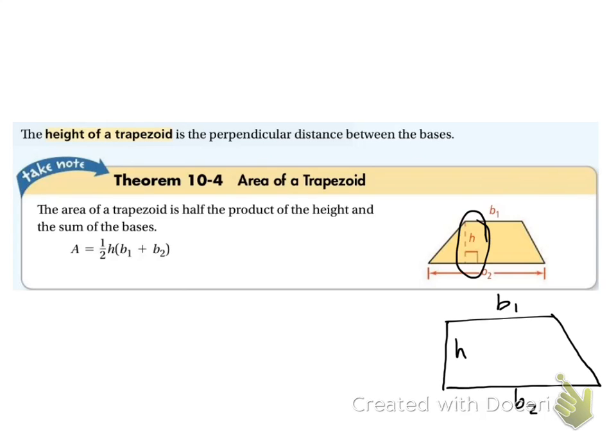And our height there is with the right angle at the bottom. So there's our equation. Area is equal to 1/2 height times the sum of the bases. So add up the bases, multiply it times the height, and times 1/2.